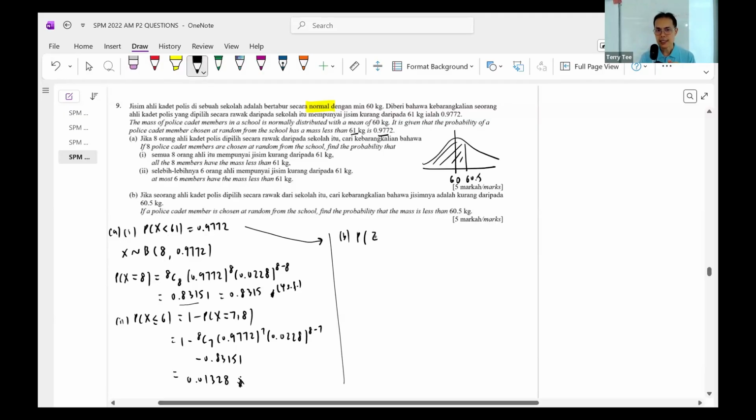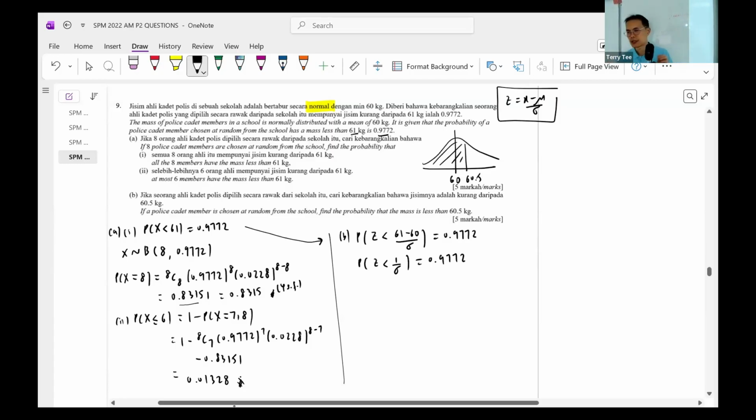Remember, you got to standardize it. The formula for standardization, Z is x minus mu over standard deviation. My x is 61. My mean is 60. My standard deviation is unknown. The result is 0.9772. Okay, let me standardize this. This is 1 over sigma, 0.9772. Actually there are two ways, but normally in SPM they'll ask you to use a table, not the calculator. But if you have this calculator, the 570 calculator, your answer is always the same. All right, come, let me show you.